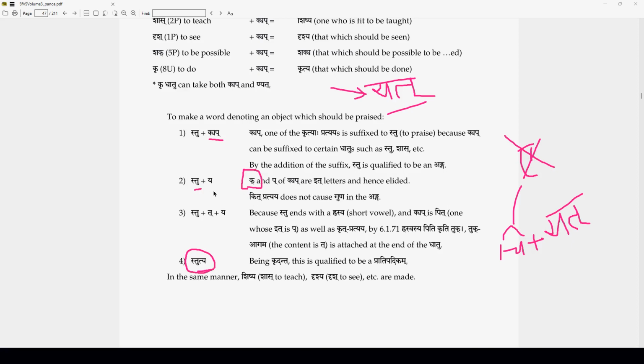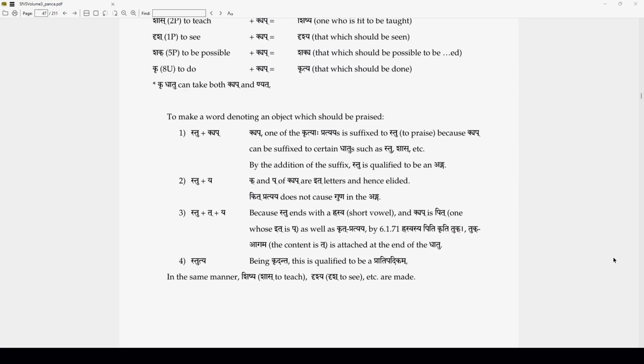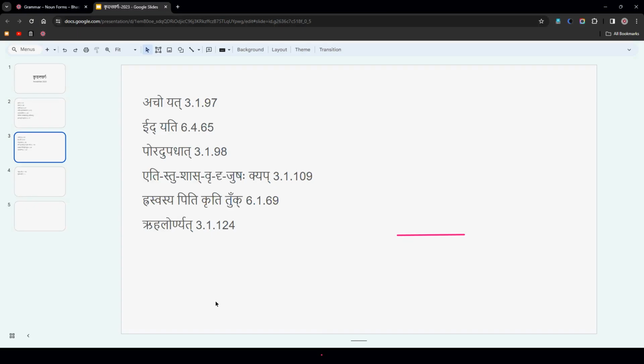Now we have stu plus ya. What is the next step? Stu plus ya becomes tuya. But the final is tutya. So how are you going to get ta there? Now another sutra comes into the picture, called rasvasya piti kriti tuk. This is another sutra, rasvasya piti kriti tuk. That is also given here.